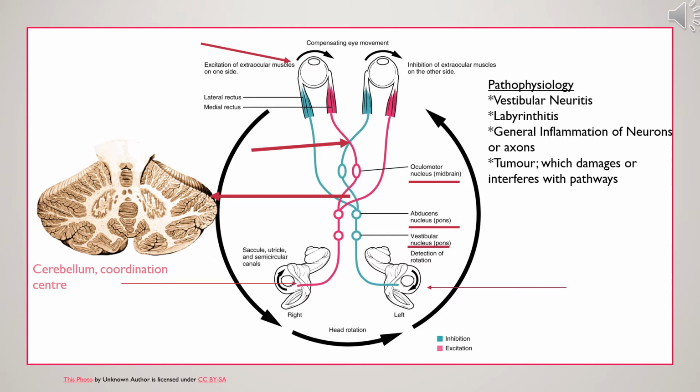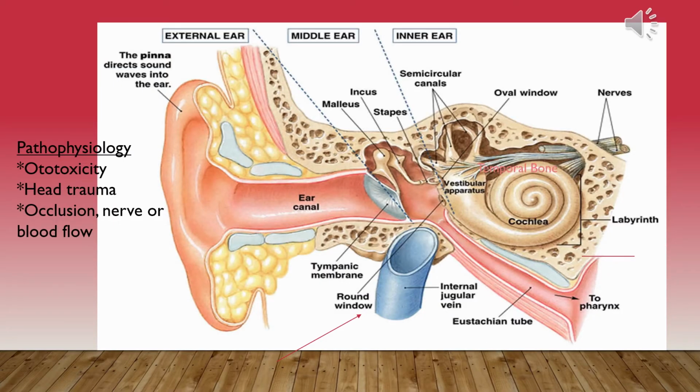Vestibular neuritis and labyrinthitis occur when the vestibular nerve is inflamed or the membrane in the semicircular canals is inflamed. Head trauma can damage the temporal bone or any of the inner ear components. Occlusion of a nerve or an artery may be the cause of pathophysiology. Ototoxicity from drugs or chemicals can cause damage or inflammation of the vestibular nerve.